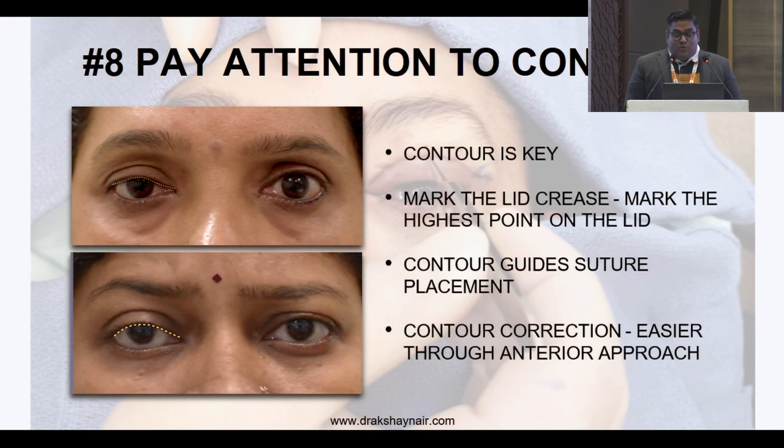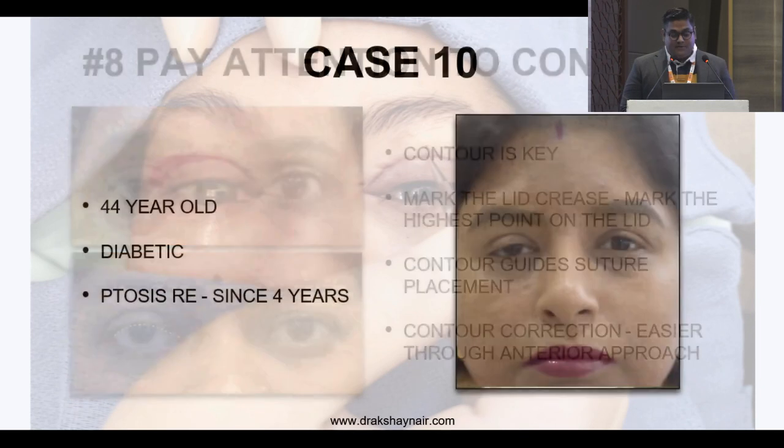A good way to do this is when the patient is in primary position sitting up preoperatively, mark the point on the eyelid which coincides with the pupil, and that way it will be a pre-placed guide as to where to place your contour sutures on the medial and lateral sides.